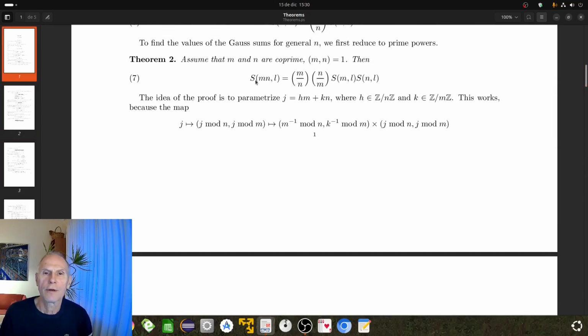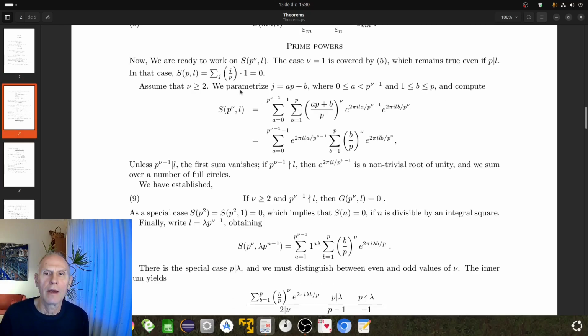Using this factorization, computing the Gauss sums are reduced to the prime powers. And we parameterize AP plus B, where B is the remainder by division with P, and A the quotient. This trick is also used in the book. All the tricks are used in the book, by the way, but here they come in a systematic way, so we only need to do each trick once, and then we get a formula we can use later.